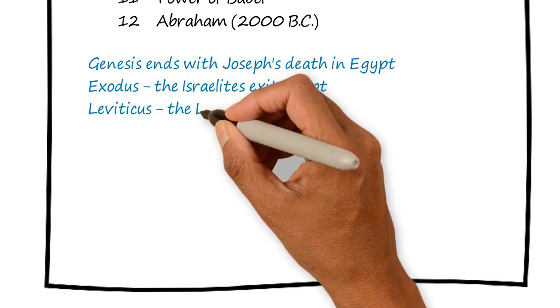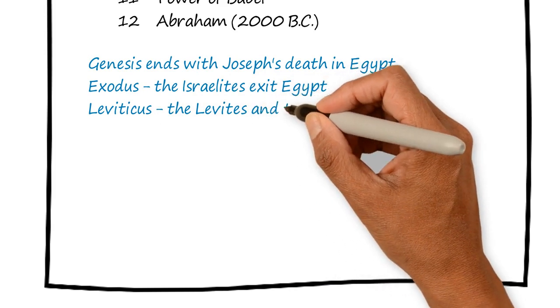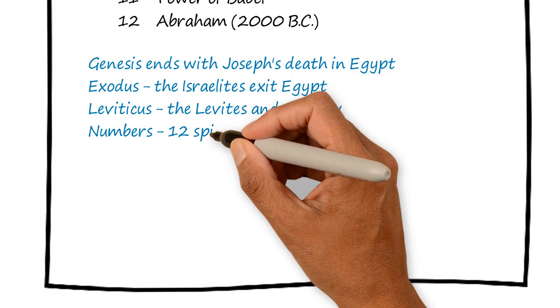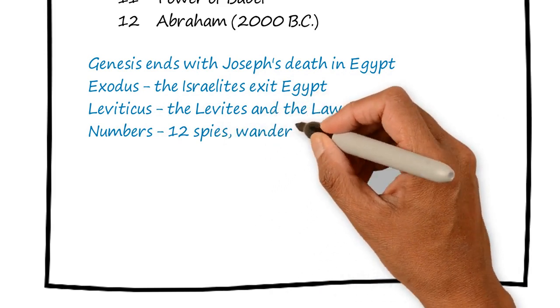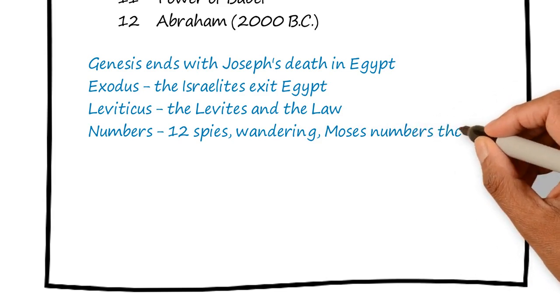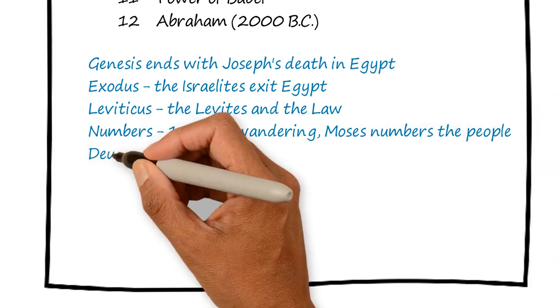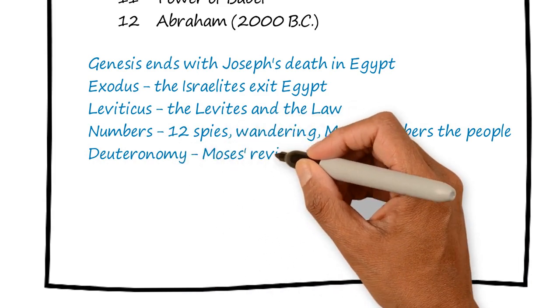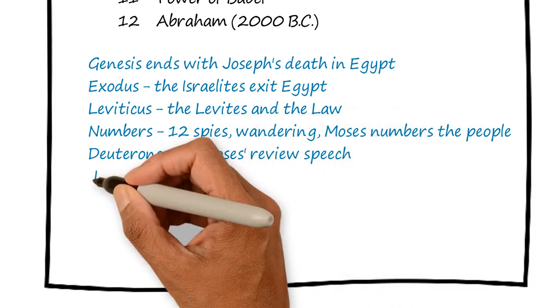Numbers is where you'll find the story of the 12 spies, the wandering in the wilderness, and 2 different times that Moses numbered the people. Deuteronomy is Moses' review speech, so you'll see a repeat of some stories and some of the law in Deuteronomy, including a repeat of the 10 Commandments.